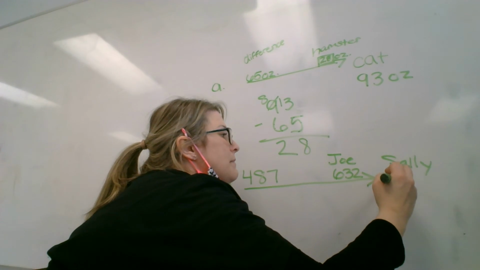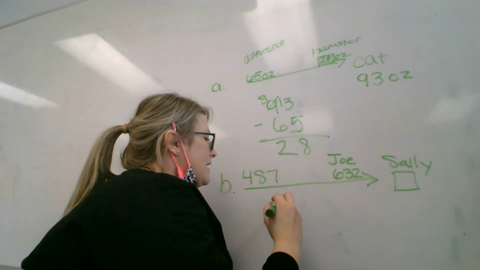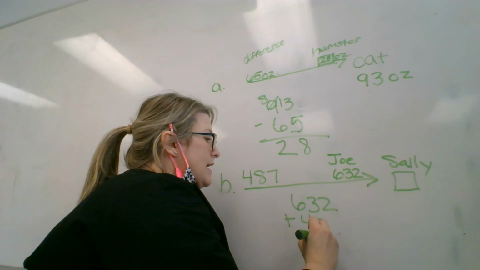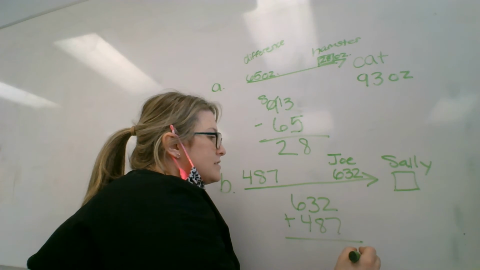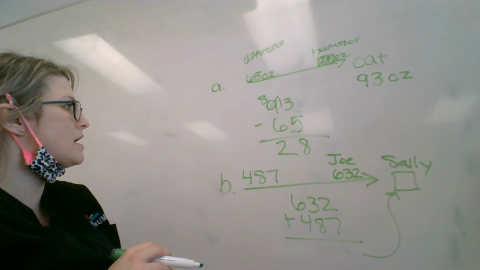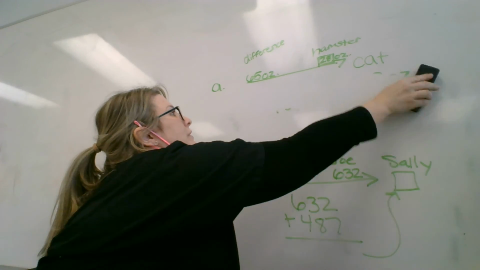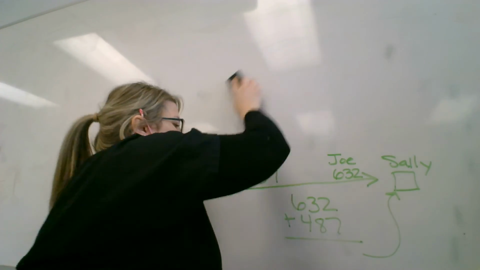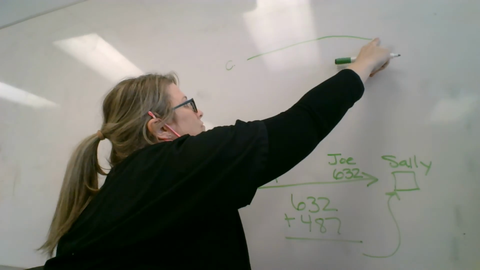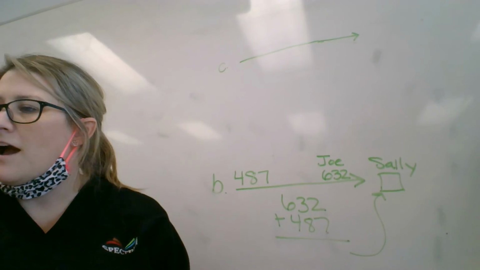All right, missing a big number, so I'm going to work this way. I'm going to be adding 632 plus 487. And that is going to give you how many gallons of gas were pumped at Sally's garage. I hope you guys have this part done. I'm going to erase that so I can set up C for you. A little bit better. All right, C.